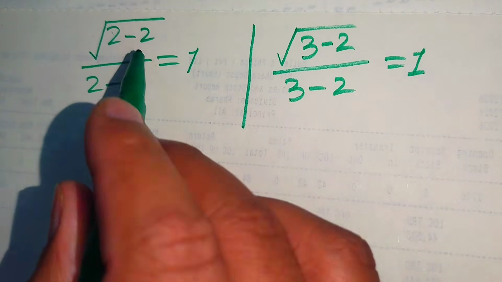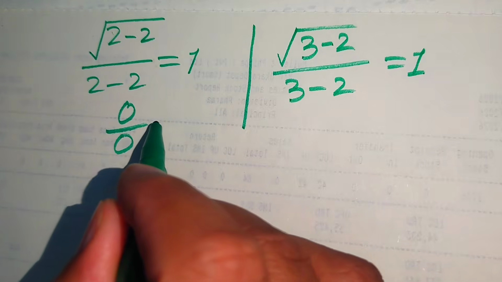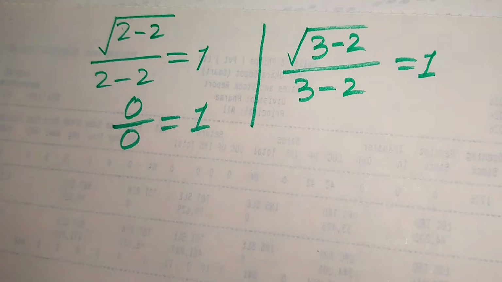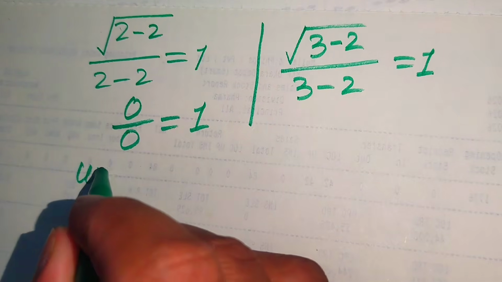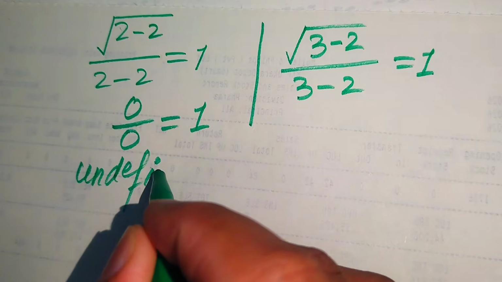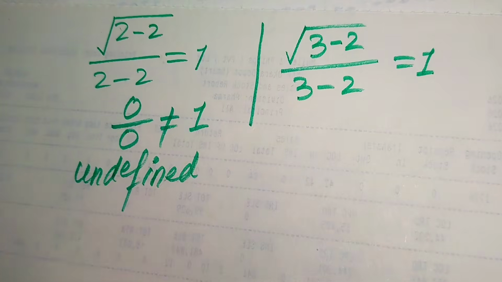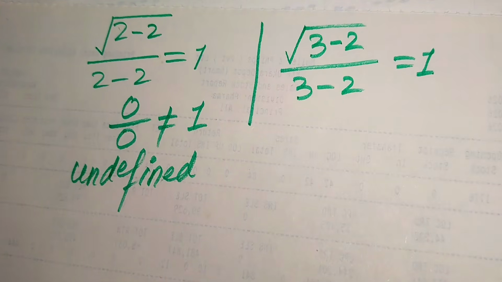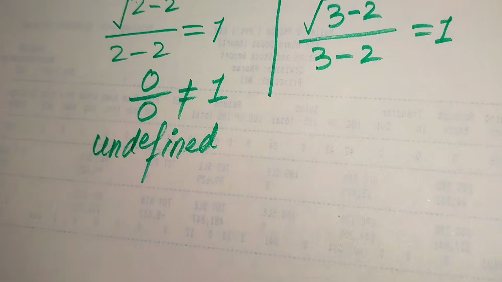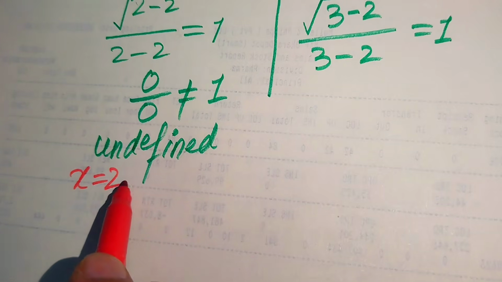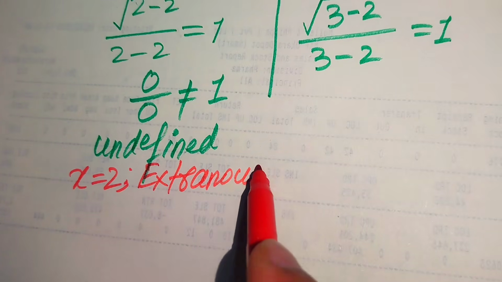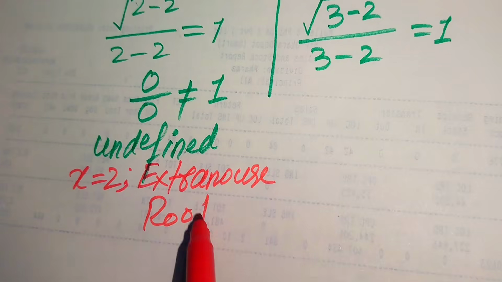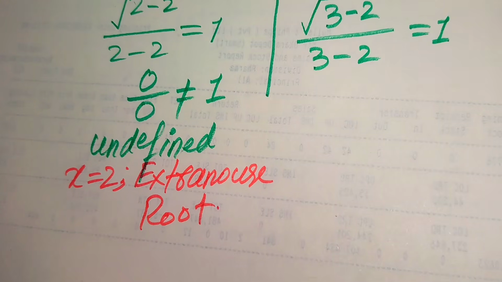So if you see here, this becomes 0 over 0 form equals 1, and we usually call that 0 over 0 form the indeterminate form, or in other words we say that it is undefined. So if a 0 over 0 form is undefined, this means that both of the sides are not equal, and if both of the sides are not equal, this concludes that the value x equals 2 does not satisfy our given question statement. So we call x equals 2 the extraneous root of the given equation, because it does not satisfy our given question statement.